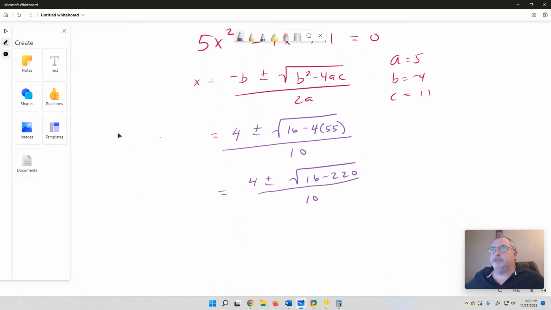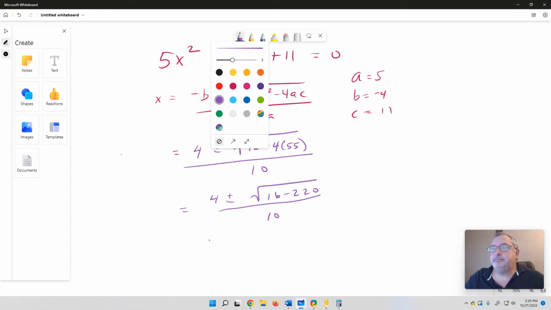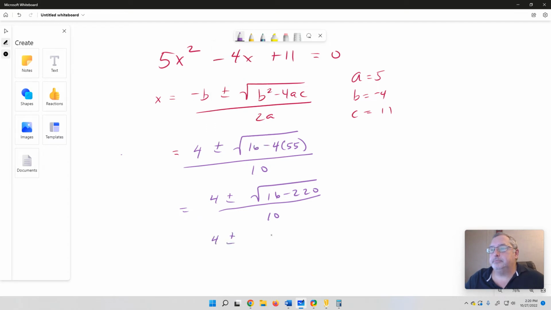So we're going to move this up a little bit so we have some space. 16 minus 220, that's -204. Now, you got a negative number, you think this is no solution, but not in Algebra 2. We've learned about imaginary numbers, so we're going to use an imaginary number to help us solve this. So we're just going to simplify this.